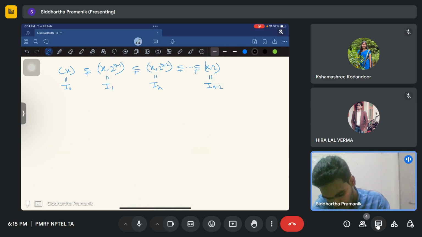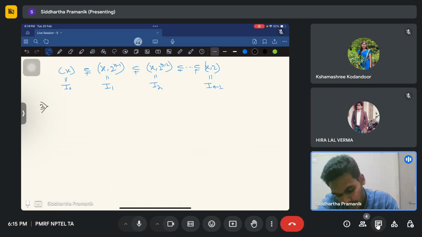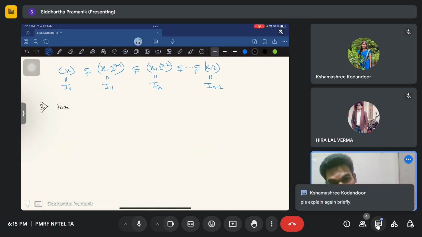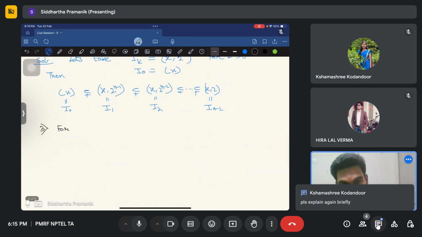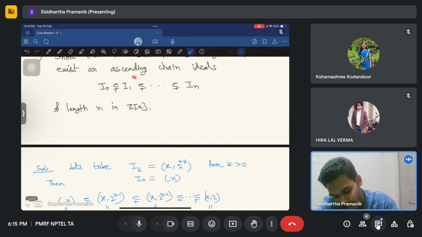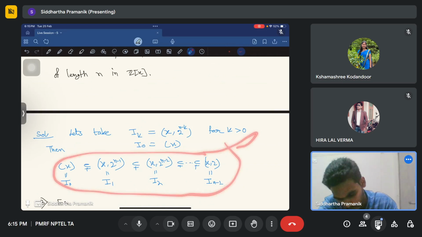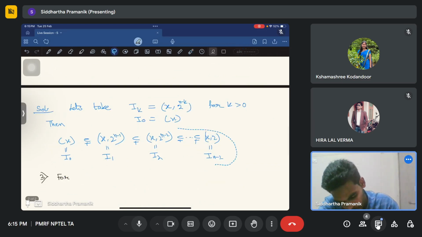Okay, let's move on to another problem. So Z[x] is Noetherian, so that means every ideal is finitely generated, right? So we need to find a strictly ascending chain of ideals which has length n, right? So I am just giving a particular example of that chain of length n. Okay, this is length n minus 1, so that's my mistake.